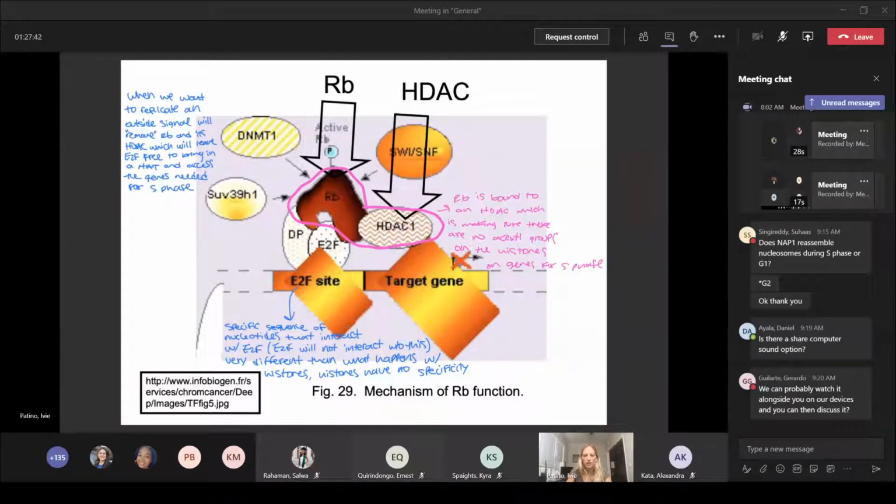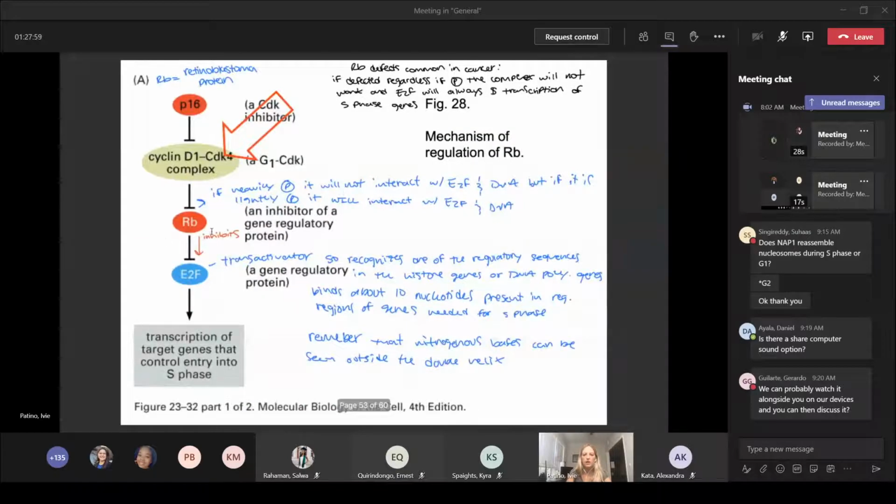E2F will not interact without this. That's different than what happens with our histones, because histones have no specificity. E2F will not interact without this. So then we have RB, and we said up here that RB acts to inhibit this E2F.